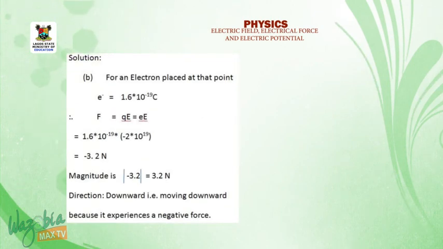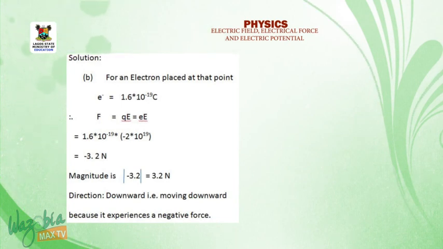Solution for B part. For an electron placed at that point, E, that is electronic charge, is 1.6 times 10 to negative 19 coulomb. Therefore, F, which is equal to QE, is the same thing as electric charge multiplied by electric field, which will give us 1.6 times 10 to negative 19, bracket open, minus 2 times 10 raised to positive 19. And then the force that will be experienced by the electron is going to give us minus 3.2 newton. Magnitude of the force is equal to 3.2 newton.